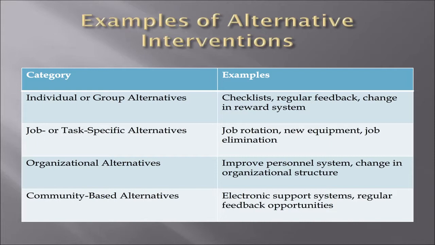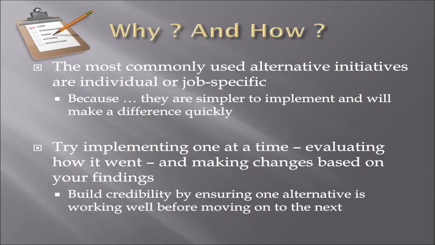Individual or group alternatives may include using checklists, providing regular feedback, or changing the reward system. Job or task-specific alternatives may involve job rotation, or implementing new equipment, or job elimination. Organizational alternatives may require improvements in the personnel system or a change in the organizational structure. Community-based alternatives may include using electronic support systems or providing regular feedback opportunities.